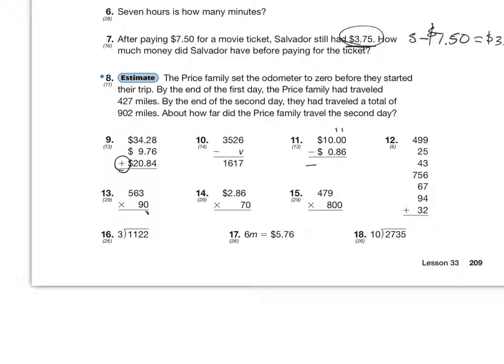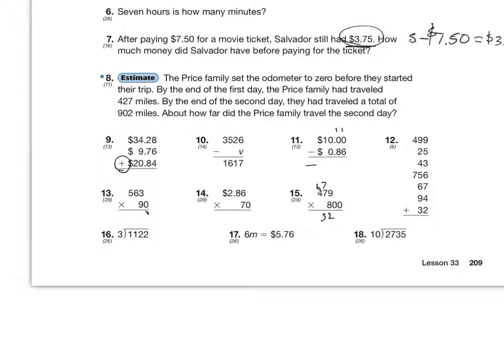And then what else do we have? 15, multiplying again. You need to add 2 zeros to your answer because you have 2 zeros on the end here. You do not have to multiply by the zeros at first. You just have to pay attention to 8 times 9 is 72. And then you have to carry the 7. 7 times 8 is 56, plus 7 is 63.